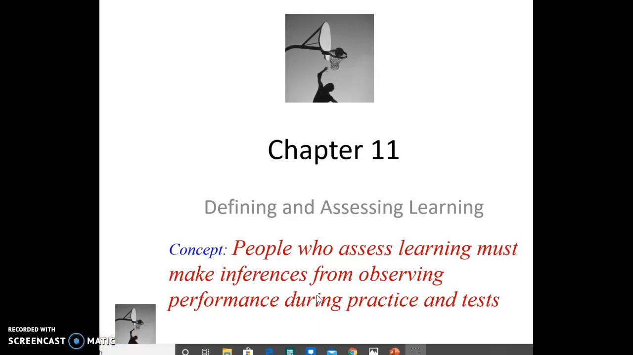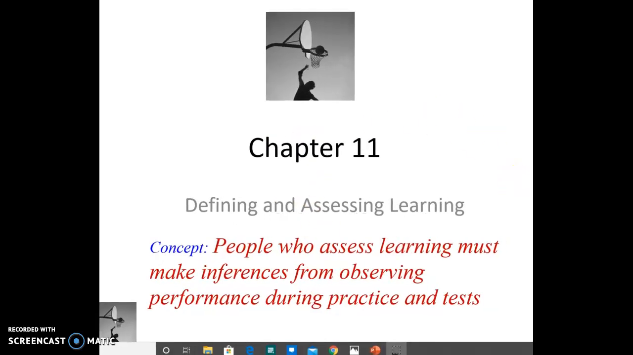Chapter 11, as we look at the concept of learning. And actually, for the next couple of chapters, we're going to be looking at learning, motor skill acquisition, and different aspects to it. In chapter 11, we're going to define what is learning and how do we measure learning.